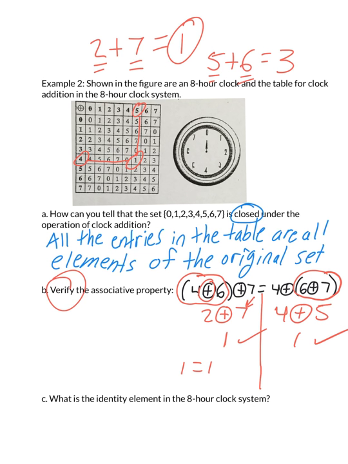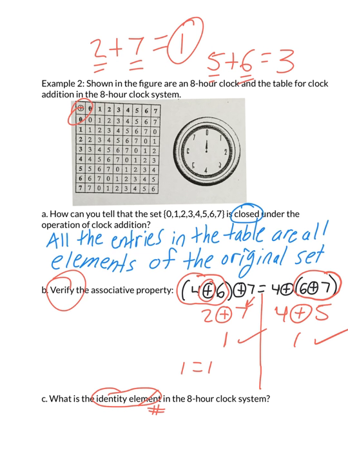C. What is the identity element in the 8-hour clock system? And remember, if the word element bothers you, for this example, all of our elements are numbers, so you can pretend the word element really says number. So what is the identity number in the 8-hour clock system? Well, whenever you're adding normal numbers or even clock addition, the good news is that the identity number will be the same. The identity number will always be 0.